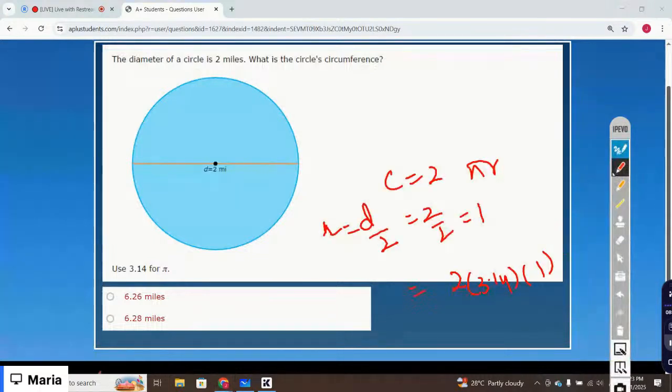That is 6.28. Option number 2 is the correct option.